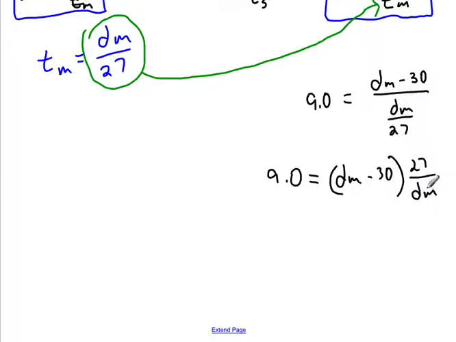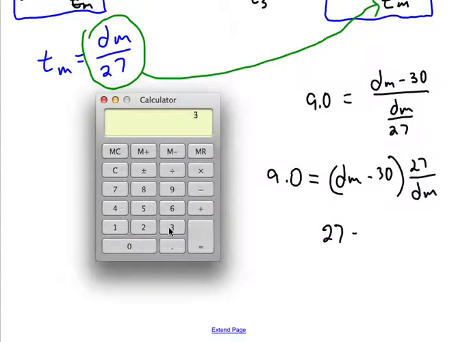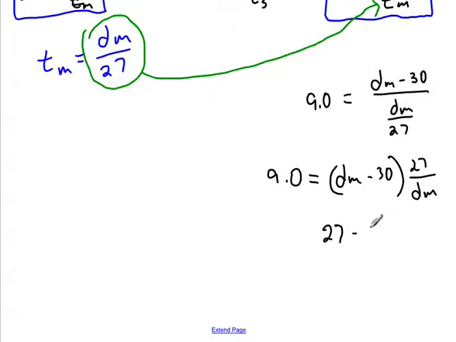Now, what do we do with this fraction and the stuff in the parentheses? We distribute it? Yeah, so 27 over dm times dm gives you what, Stephanie? Yeah. Okay, Lynn, negative 30 times 27 over dm gives you... I'm going to use your calculator. What does it give us? Over? Yeah.